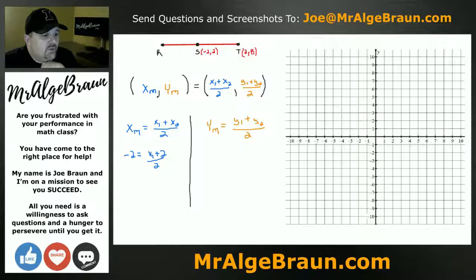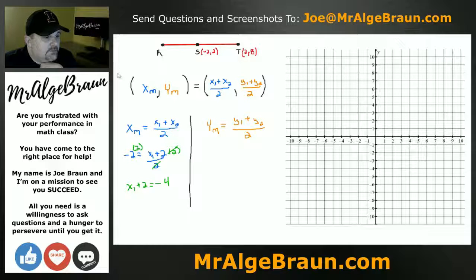To solve this, let me use green. Since I'm dividing by 2, I want to multiply by 2 here, and what I do to one side, I do to the other. So this and this cancel out. I'm going to flip this around and use the symmetric property. So x sub 1 plus 2 is going to equal the math of this: -2 times 2 is -4.